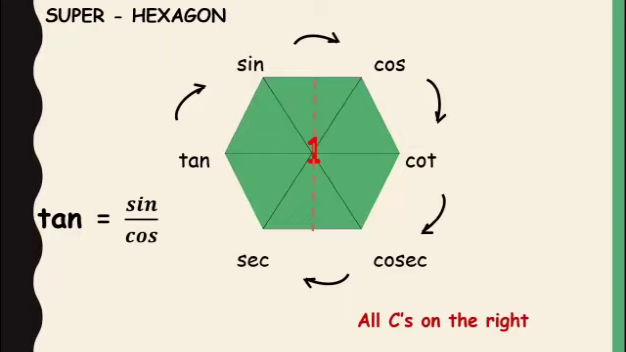About how the super hexagon has to be drawn: 3 diagonals joining the opposite vertices, the number 1 in the center, and the 6 functions at the vertices. So let's draw the super hexagon on the next page. A hexagon with 3 diagonals joining the opposite vertices, the number 1 at the center, tan is equal to sin by cos, cot opposite to tan, cosec. Here sin, cos and cosec, the ones with c, are on the right and the remainder is sec.